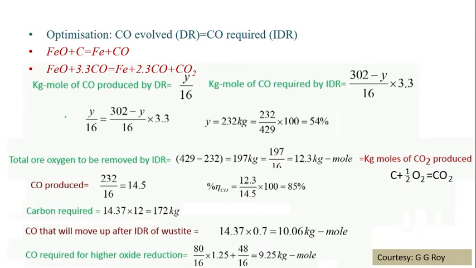That means out of 302 kg of oxygen associated with the wustite, we are reducing 232 kg directly, by direct reduction. It is about 54% direct reduction. That means 46% is indirect reduction. The rest of the reactions are indirect reductions, 46% only indirect reduction.